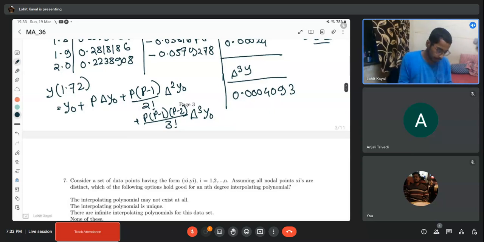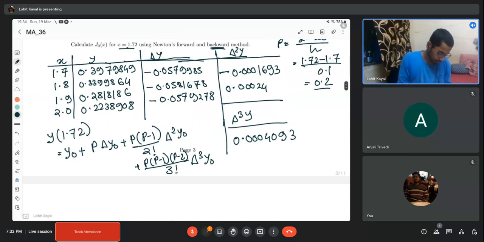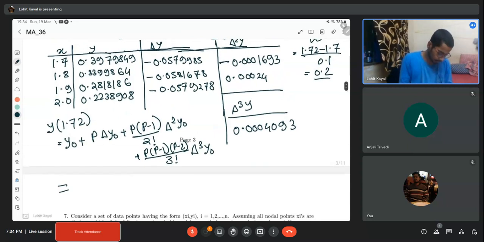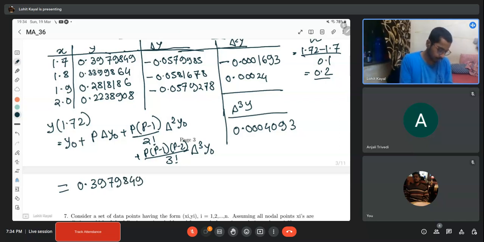Okay, so let us find the value. What is y naught? Y naught is 0.3979849. From the trend we can see that at 1.72 it will be smaller than this value, so finally we should get a smaller value compared to this.